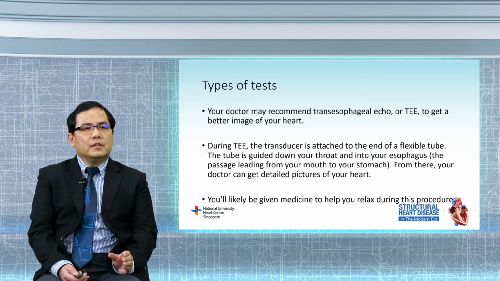During the procedure, you will be given some medication, like a sedative, to help you relax during the procedure.